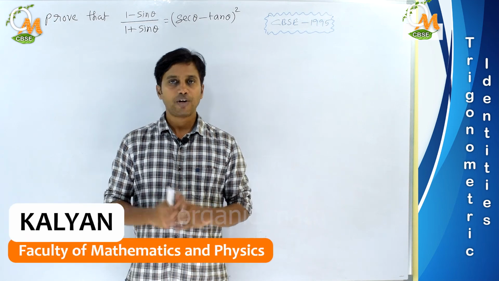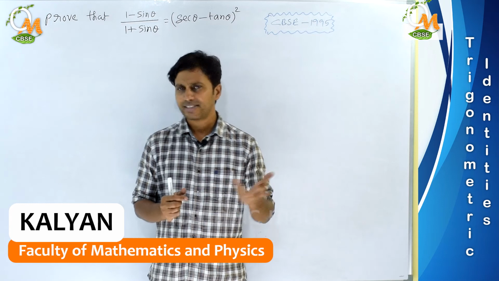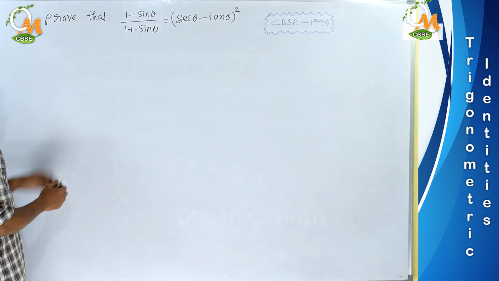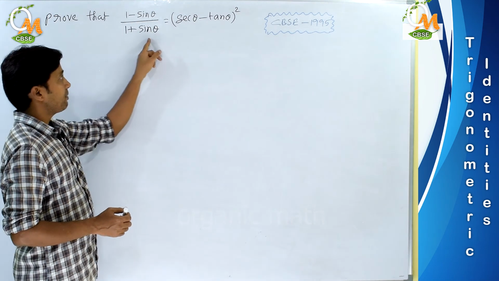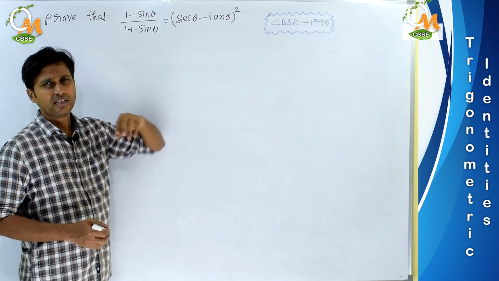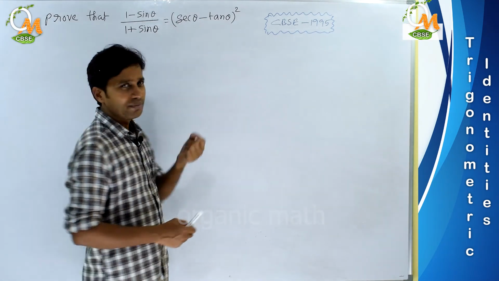So let us discuss one more problem based on trigonometric identities of 10th standard CBSE or ICSE also. So let us see what the problem is. Here we need to show that (1 minus sin theta) by (1 plus sin theta) equals (secant theta minus tan theta) whole square. It's a very simple problem, a bit tricky. Within minutes we can get it.